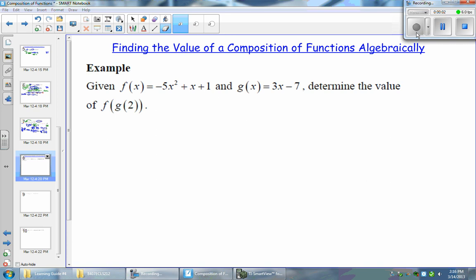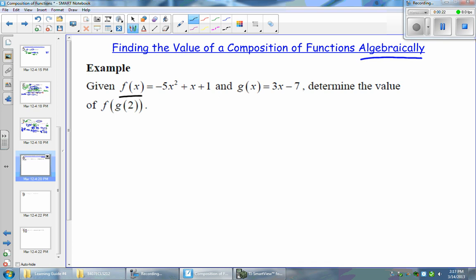All right, so the next thing we're going to look at in terms of compositions of functions is how to find the value of a composition of functions algebraically. Now, I've already gone through a graphing solution, but obviously we're not given any graphs here, so we're going to use only the functions. So here's my first example here.